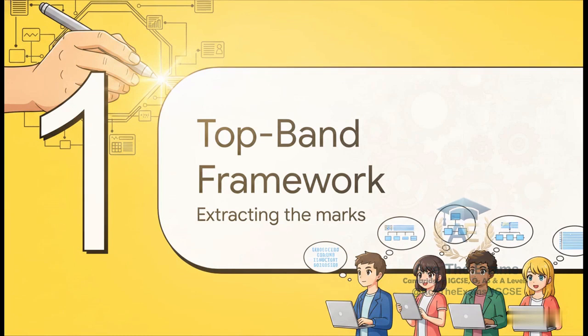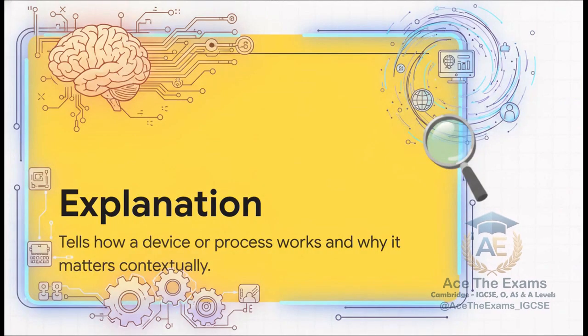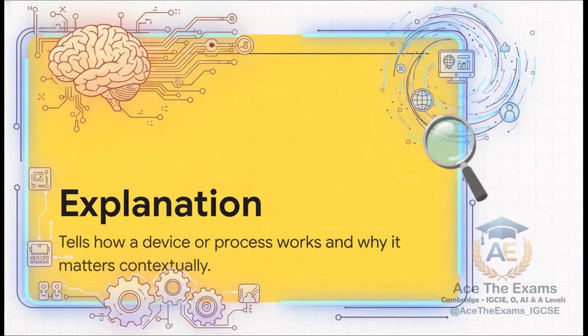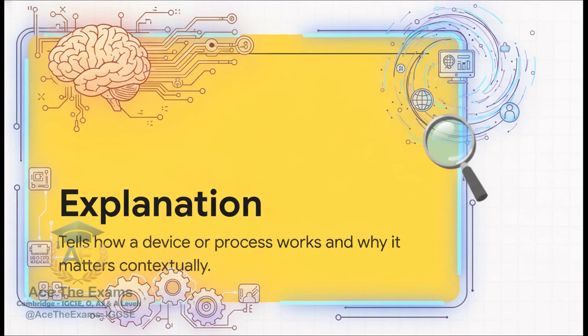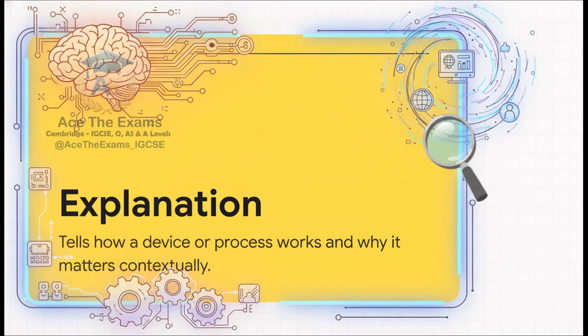Which brings us to Section 1, the top band framework. This is all about extracting the marks. To pull those marks directly from the examiner, we have to immediately shift away from rote memorization and move towards a strategic, layered answering framework. Seriously, it's time to stop viewing the subject as a massive vocabulary list and start seeing it as a beautifully connected structure of systems. The absolutely crucial point here is understanding this hard boundary: description versus explanation.